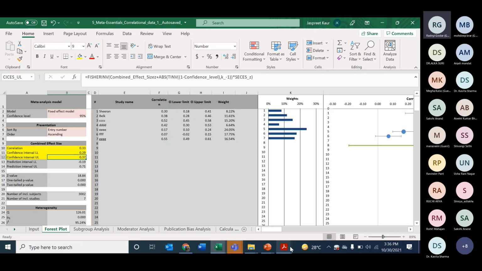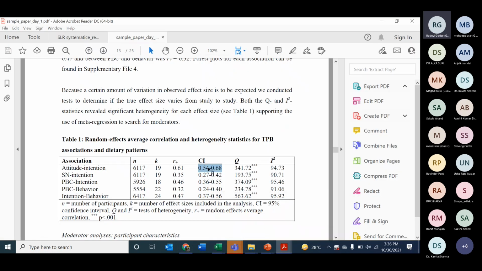So that is exactly what has been reported in this paper. So you write the consolidated effect size, and then you write the confidence interval, the upper and lower limit of the confidence interval. So these are the 4 columns that we have finished today. What I have to do with you tomorrow is the heterogeneity.